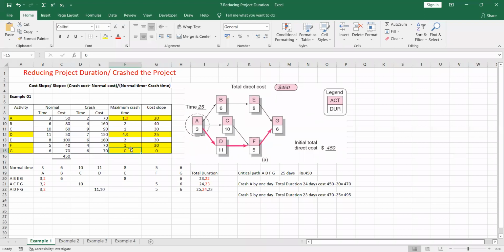So what activity has a maximum crash time of 0?